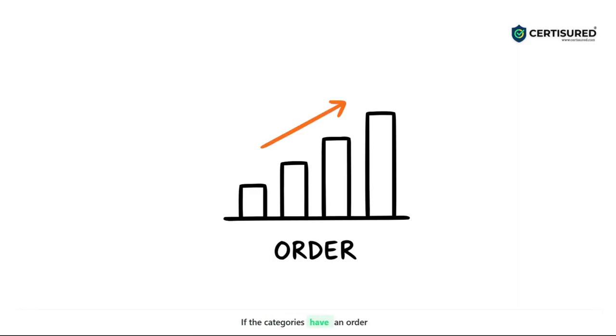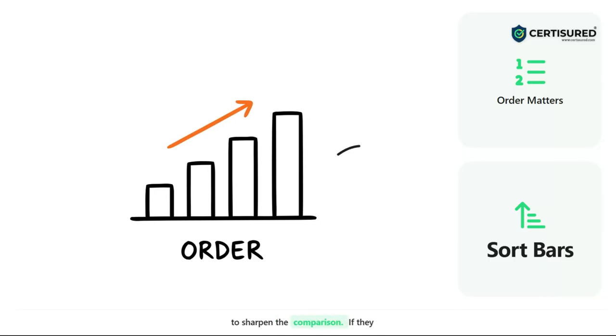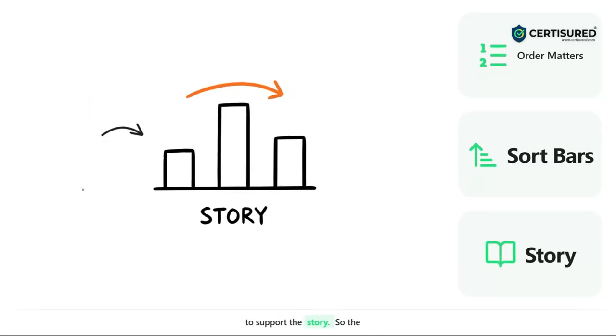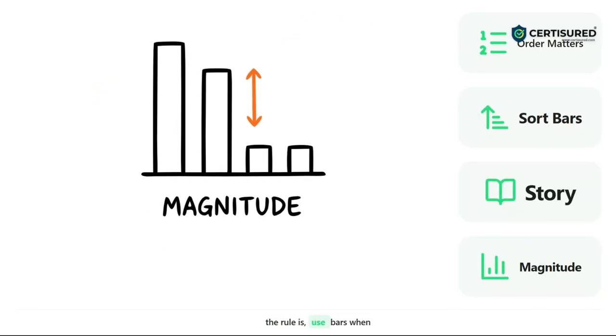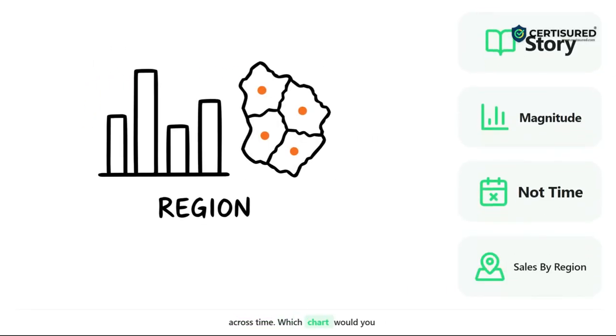If the categories have an order that matters, you can sort the bars to sharpen the comparison. If they do not, the order can still be chosen to support the story. So the rule is, use bars when you want magnitude across groups, not change across time. Which chart would you choose for sales by region?